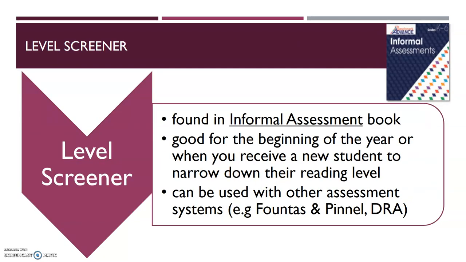Next is the level screener. Now this is meant to be given at the beginning of the year or when you receive a new student to help narrow down where you're going to go for the oral reading assessments. It's found in the Informal Assessments book, and it can be used with other systems, but it's just helpful to narrow down what level to start at so that you aren't having to give multiple levels to any one student.